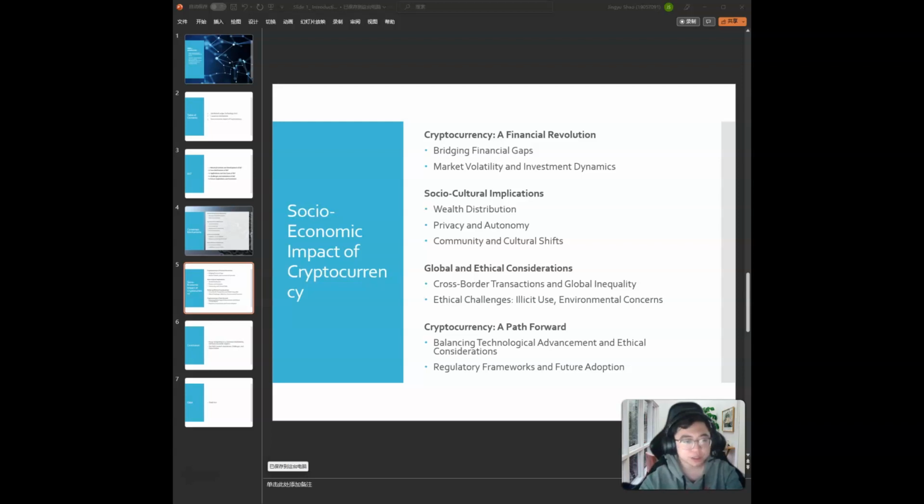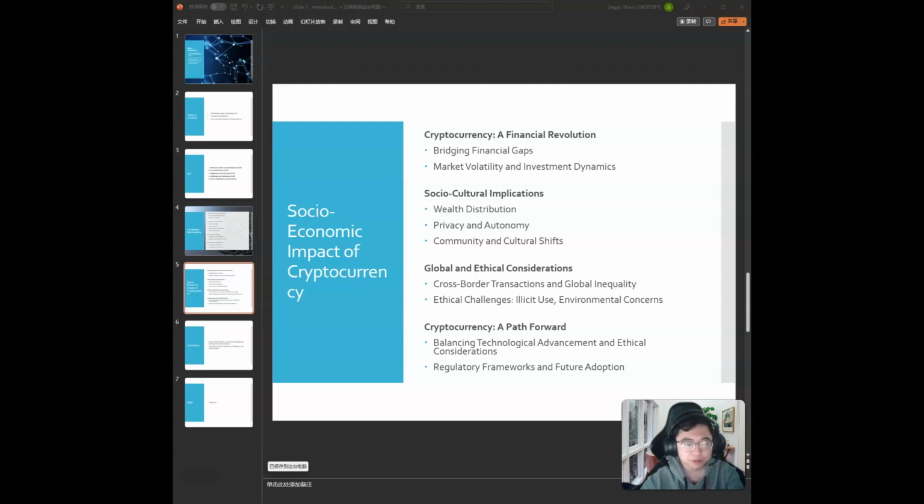With wealth distribution, the advent of cryptocurrency has engineered a new pathway for wealth generation and distribution. Early adopters and investors, such as Bitcoin millionaires, depict a reshaping of wealth distribution. We're also eliciting discussion about economic disparities, privacy, and autonomy.